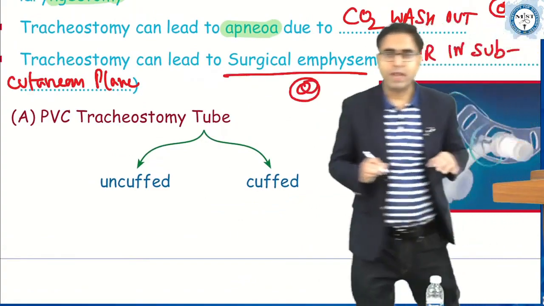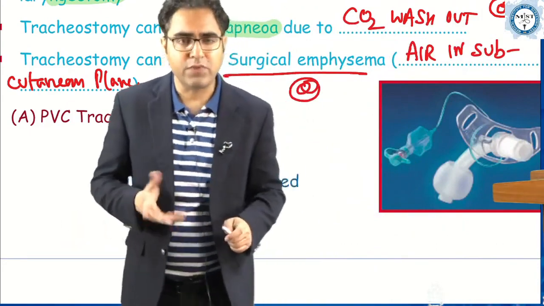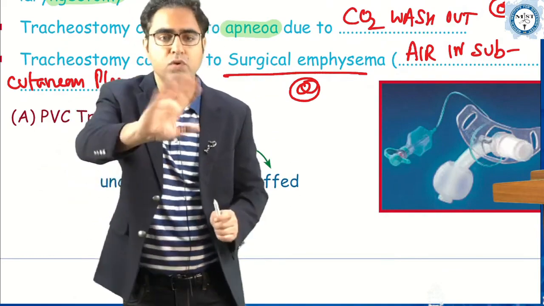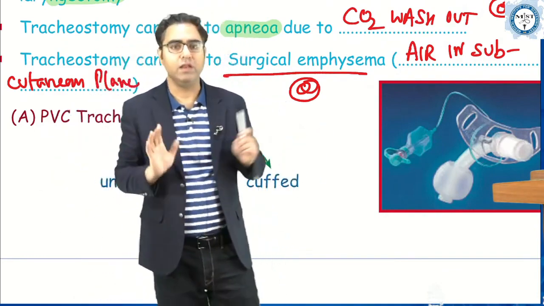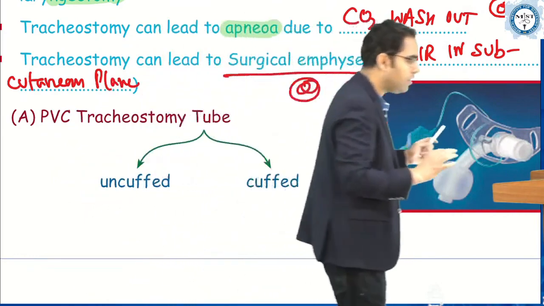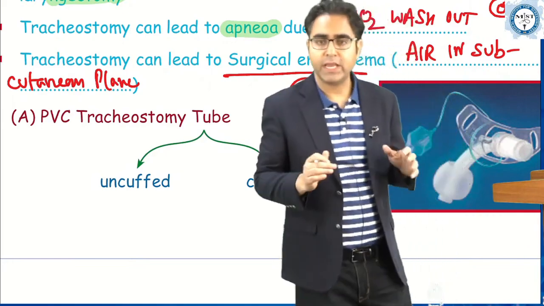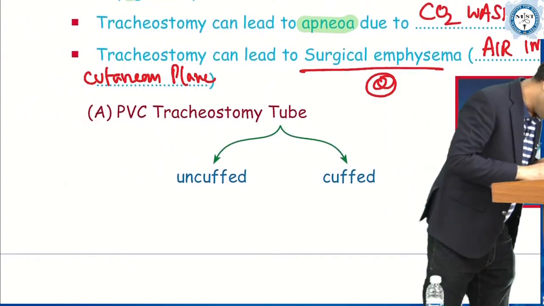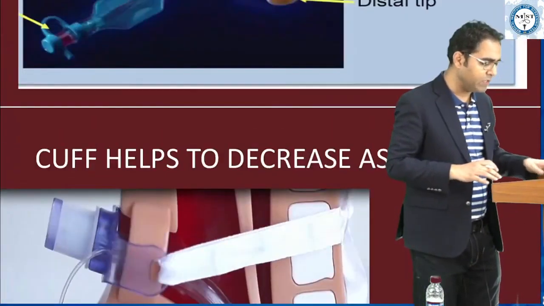Let us not confuse this with the emphysema of the lungs. It is a very funny, confusing word, and you might think it's a lung problem. No. Surgical emphysema means there is a collection of air below the skin. Air in the subcutaneous plane is technically called surgical emphysema. What do you mean by this? Look at me, beta. In tracheostomy you have made a hole in the trachea in the neck of the patient. Don't you think so?